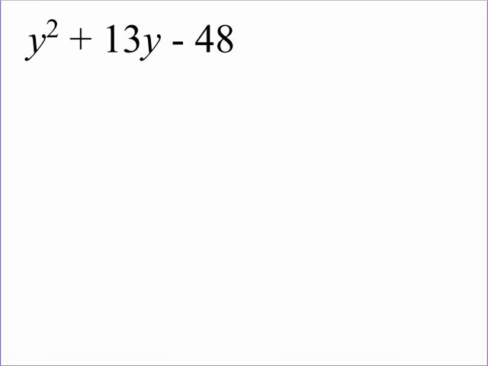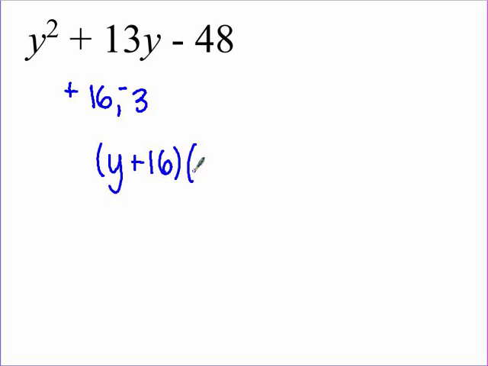I want you to try this one for me. Okay, so two factors of 48 that differ by 13. You should have gotten 16 and 3. Positive 16, negative 3. So you should have had y plus 16 times y minus 3.